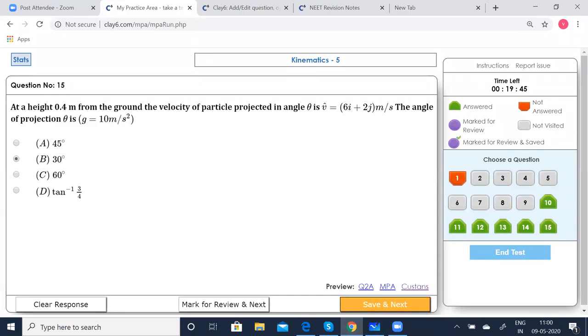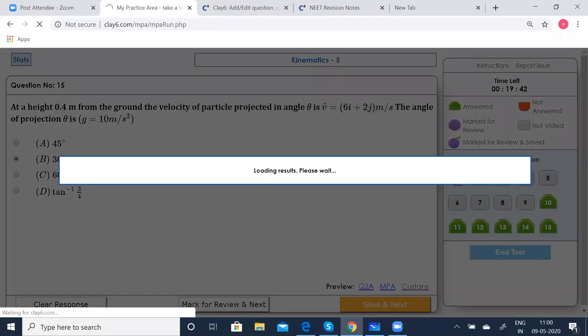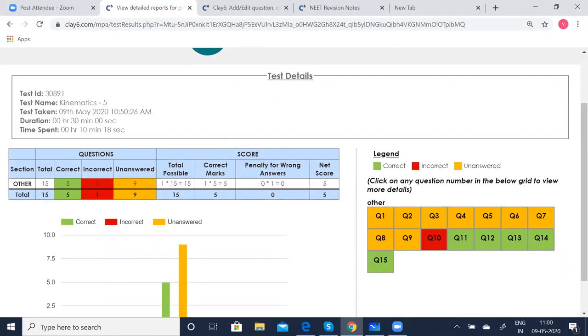Now we have completed the test. End the test. The results will be loading. Yeah, you can see the results here. Since there was a technical error and I had to come back again, it shows that I had left certain questions unanswered.